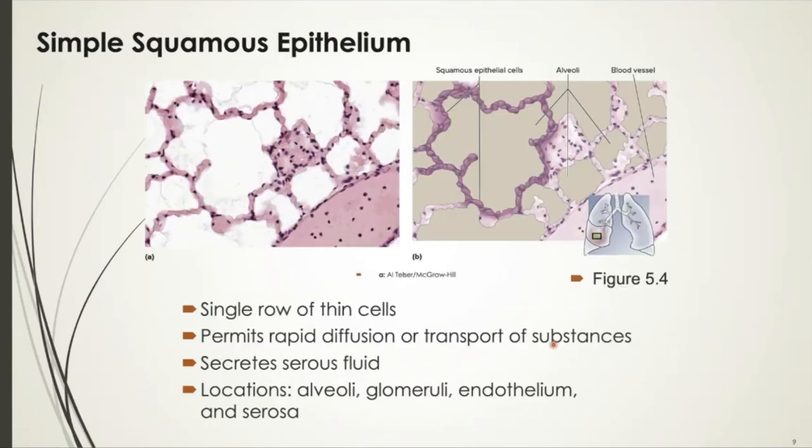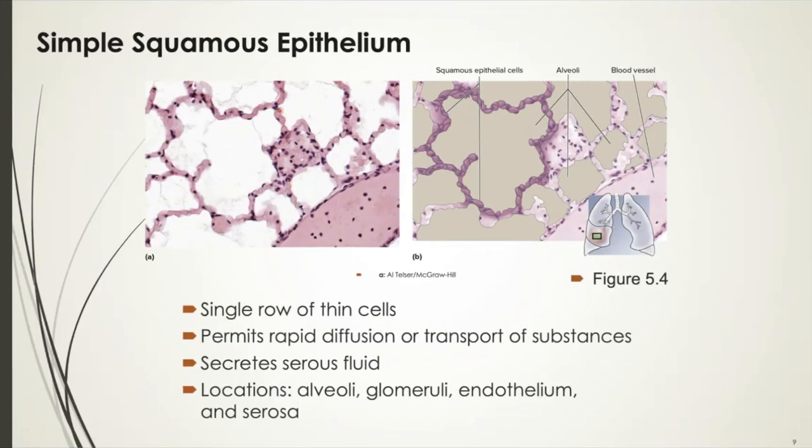All right, so let's go ahead and get started looking at some pictures here. You've got your simple squamous. So we have the microscopic look of it and a nice little drawn picture of it too. And over here on the side, it's telling you where you can go ahead and find that, in figure 5.4. So, a single row of those thin cells.